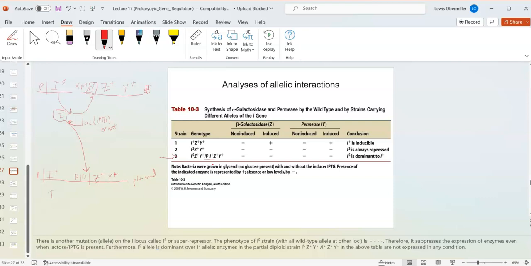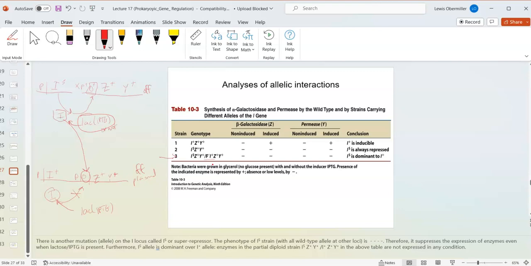So even though we have a normal I, this normal I would also bind, but if we have lactose, which is IPTG, same thing, it would bind to this and it couldn't bind to the operator, so this would be on. But this super repressor, even though it's in the chromosome, can also bind to this operator and shut this off. So this is always going to be off because lactose can't control this super repressor.